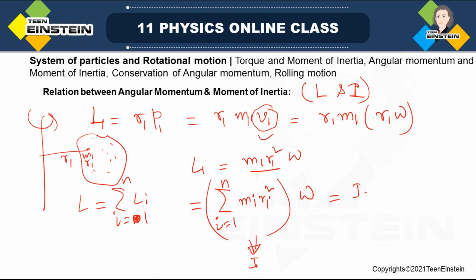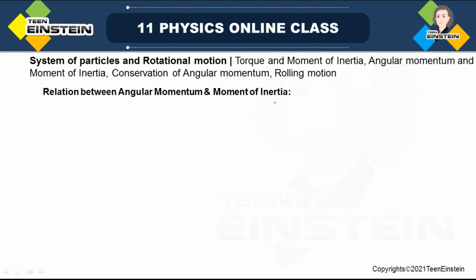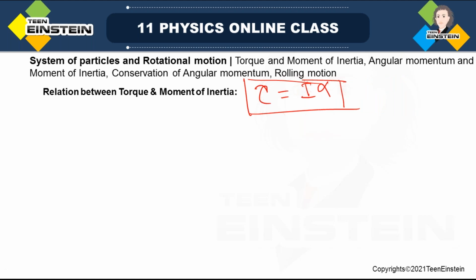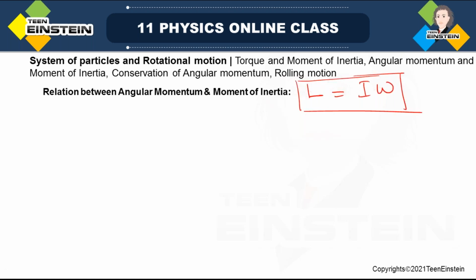So what have we got? I omega. Moment of inertia and angular momentum: L is equal to I into omega. So these are the relations. In case of torque, we have seen tau is equal to I alpha, and the relation between angular momentum and moment of inertia is I omega.